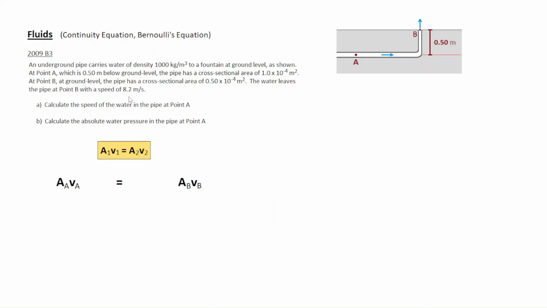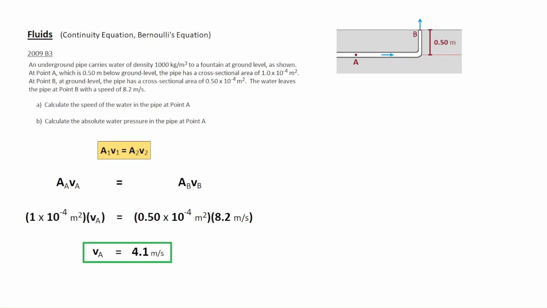We are also given the speed at point B, and so I'm going to plug those three things in. The only thing missing in our line is the speed of the water as it travels through segment A. I'll call that VA. Performing the calculation gets me an answer of 4.1 meters per second. And that will be the answer to question A.